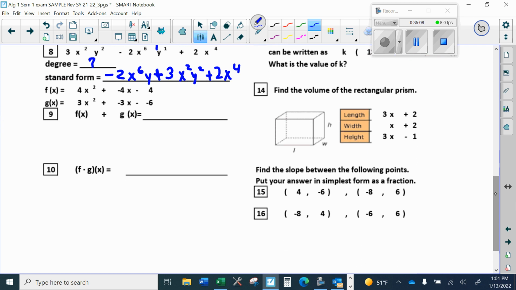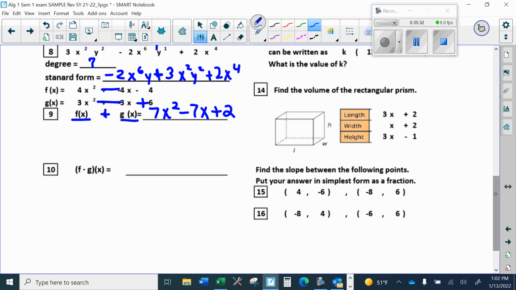9. Function notation. Here's my f of x, g of x. I just substitute that in there. And this is just add. I already have them lined up. 4x squared plus 3x squared is 7x squared. That's a minus, and that's a minus. So negative 4 and negative 3 is negative 7x. And that's a plus down there. 6 minus 4 is positive 2.